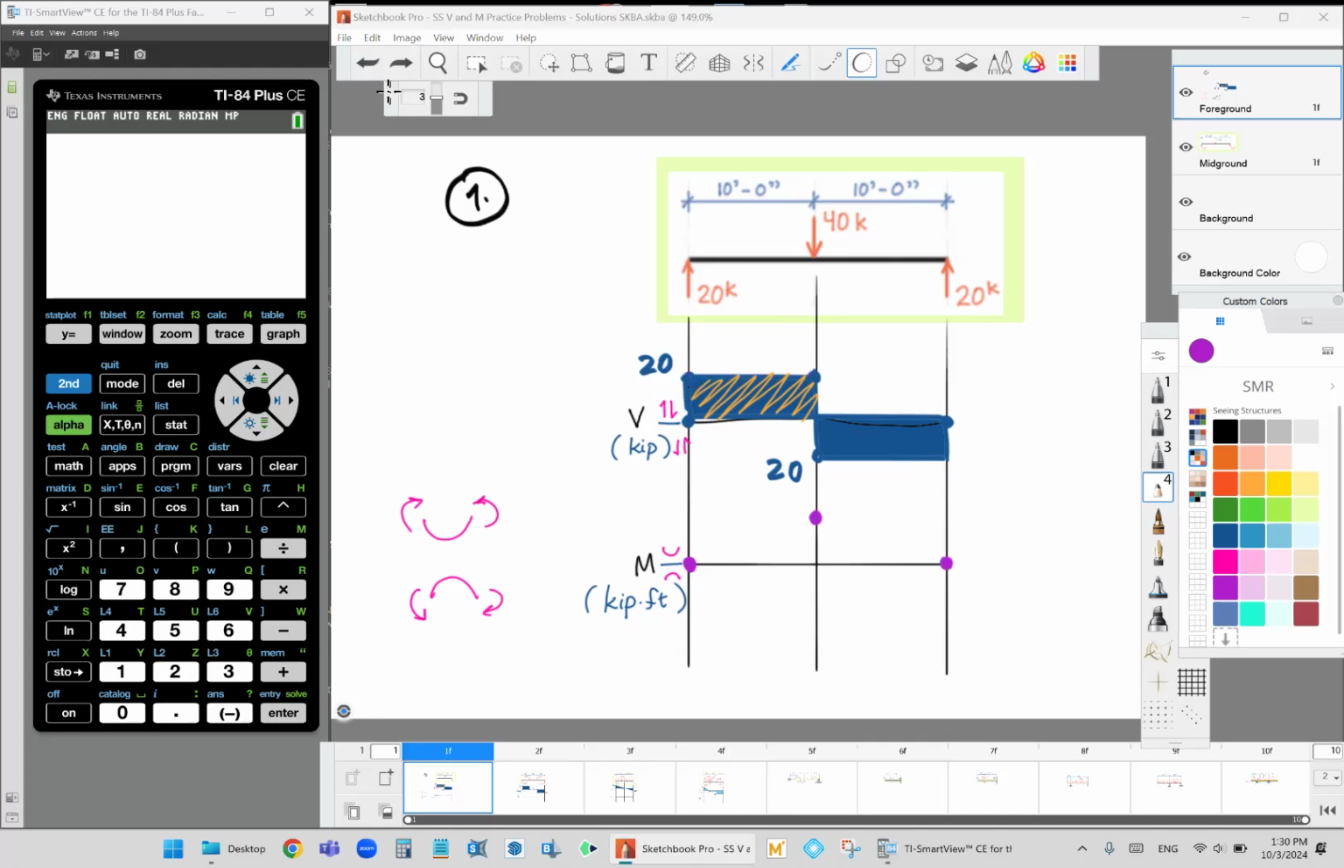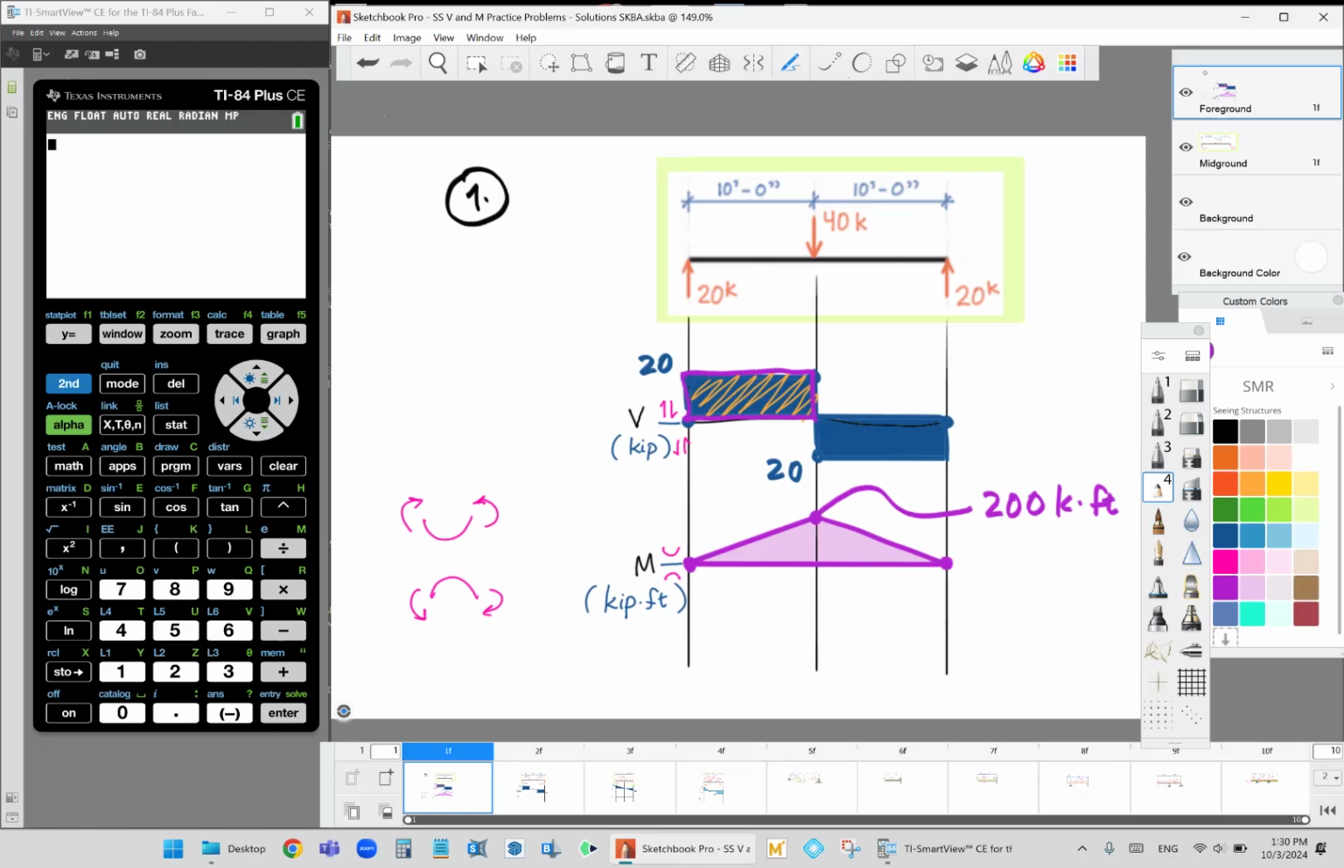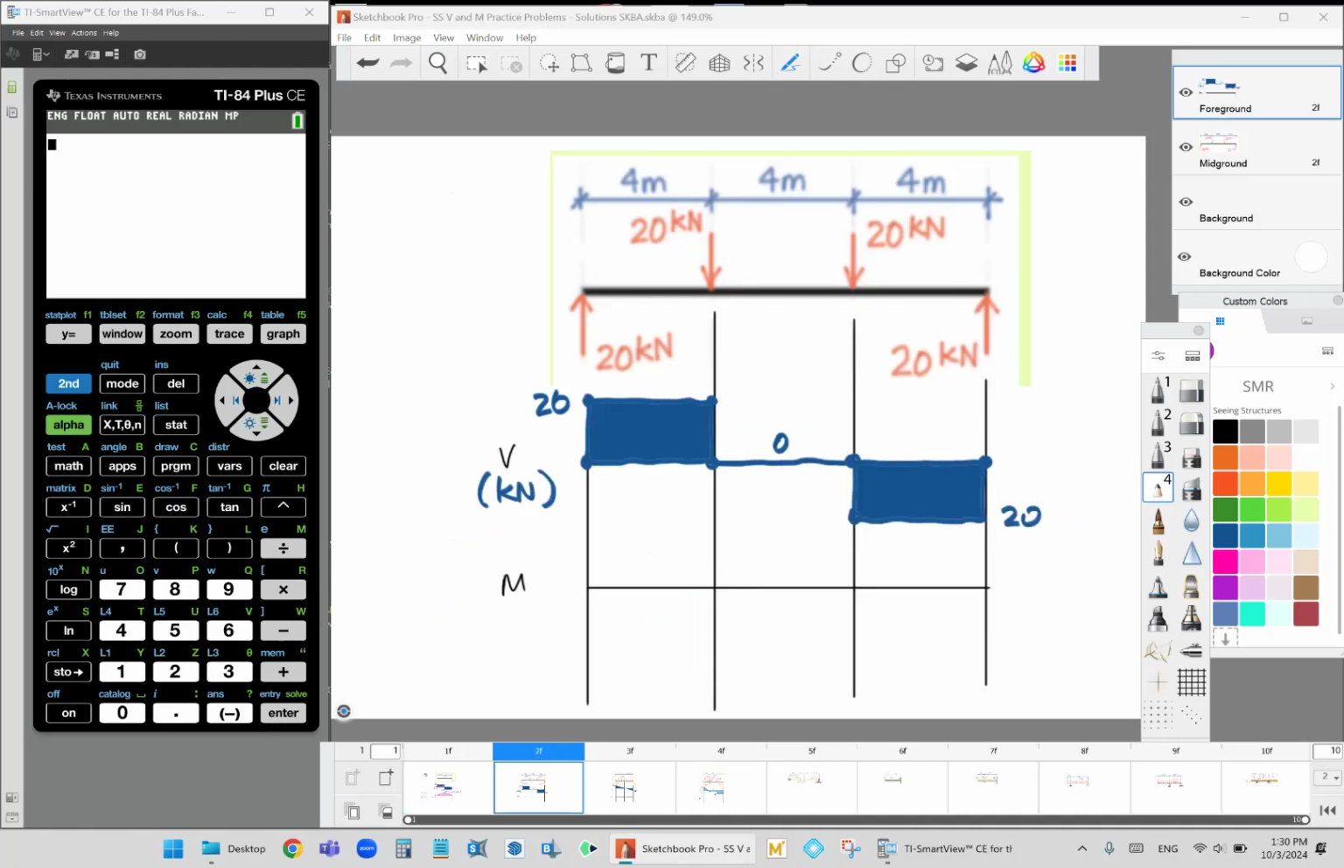Constant goes to linear. And that is it for my first moment diagram. I do need to compute and label that top component. So the area under the curve up here is 20 times 10, 200 kips times feet. That is my maximum moment. All right, on to number 2.